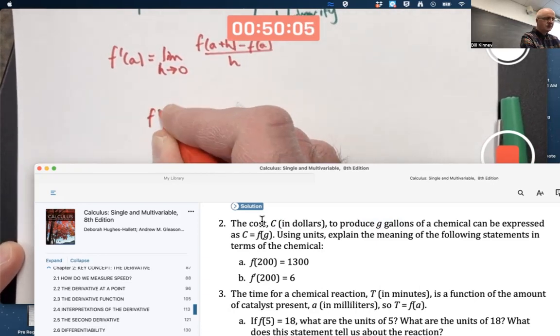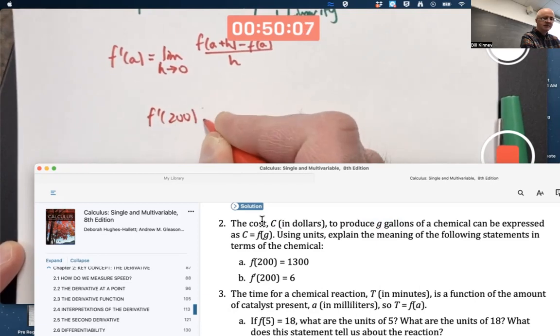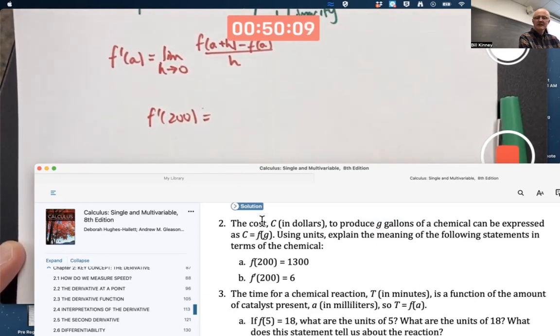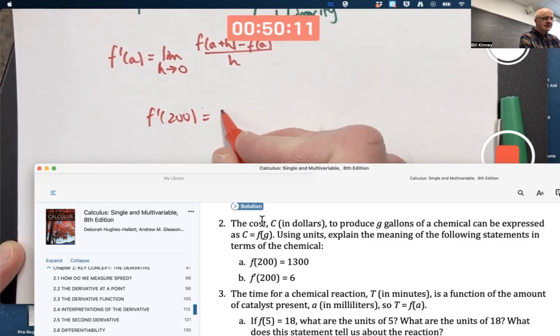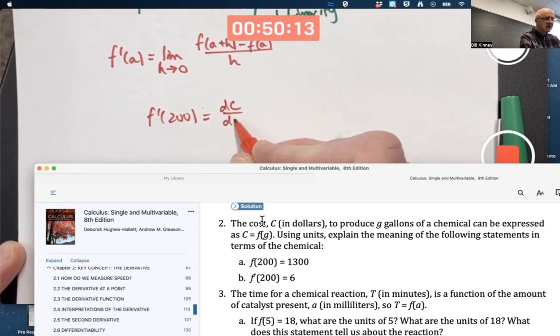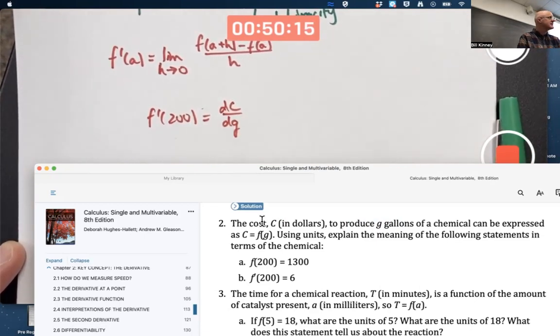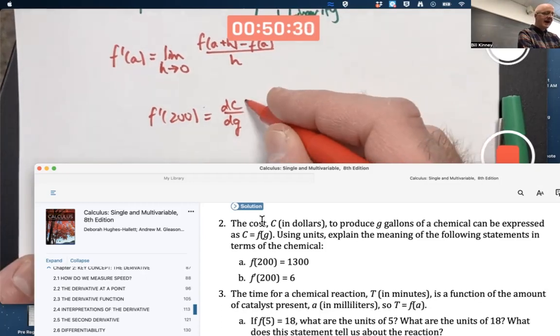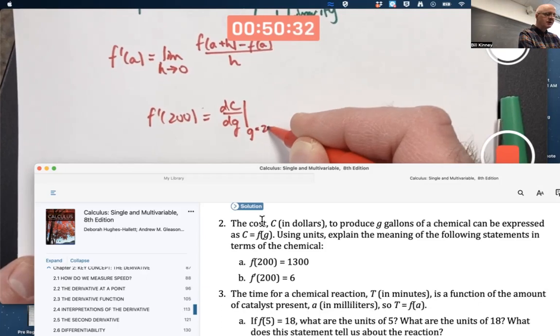F prime of 200 could also be written, with these given variables, as dC/dg. It's always the rate of change of the dependent variable, usually y, with respect to the independent variable, usually x. But in this context, with g and C as the variables, it would be dC/dg, evaluated at g equals 200.